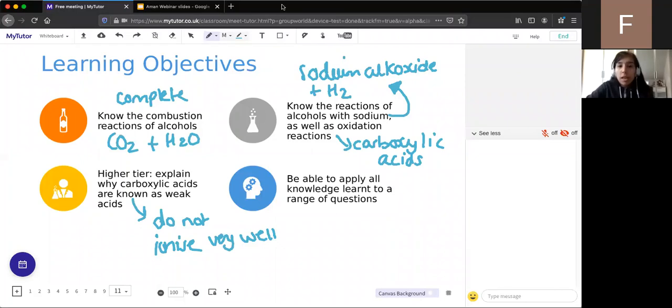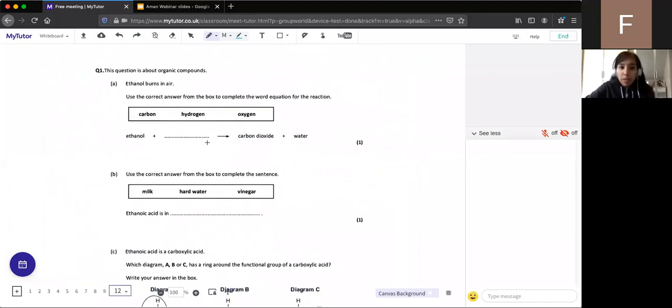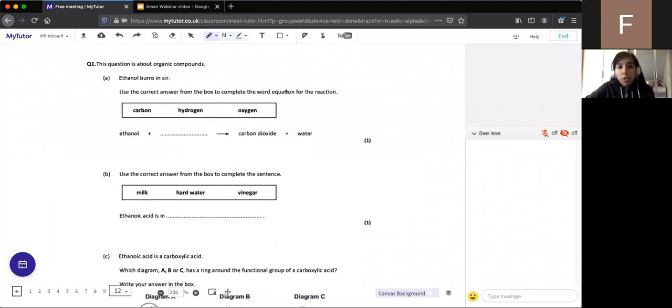left. Okay, so obviously it's Q&A time now, so if you've got any questions, send them into the Q&A function or the chat box and I'll answer them, but we'll do exam questions as well. So ethanol burns in air. Use the correct answer from the box to complete the word equation for that reaction.